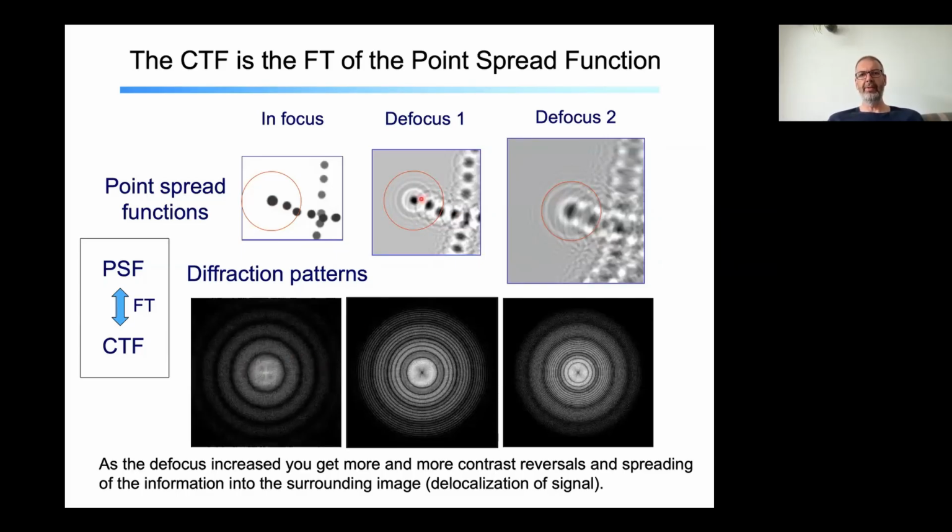As you increase the defocus, you delocalize your signal further and further out into the image, and you see these concentric rings. And again, the CTF is just the Fourier transform of this point spread function. But it does mean that as you increase the defocus, you really have to take this into account when thinking about box sizes that you're going to cut your particles out into.